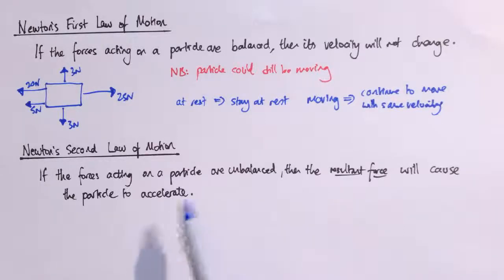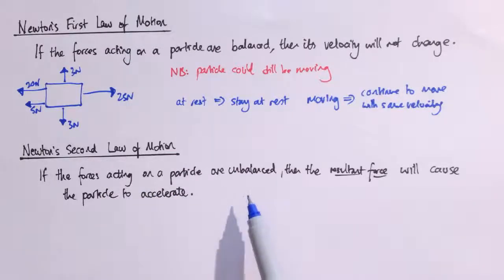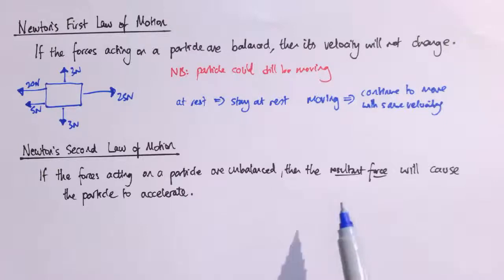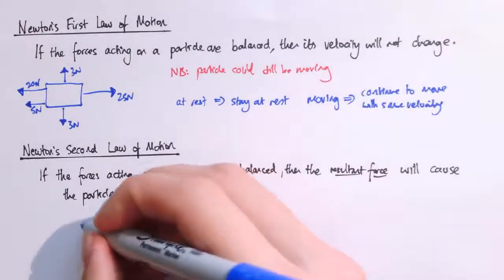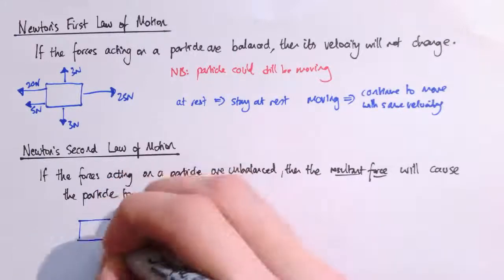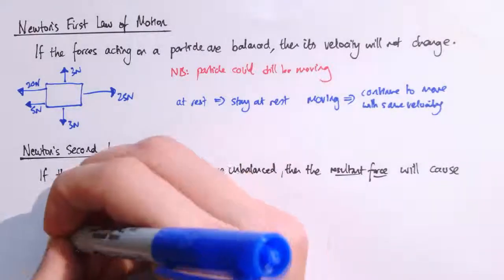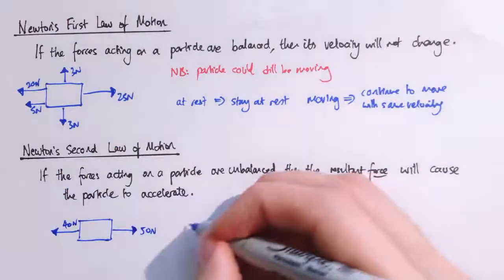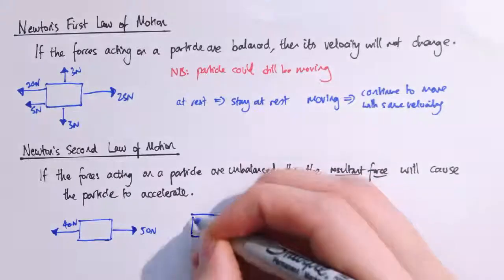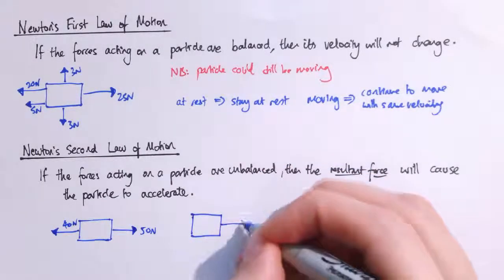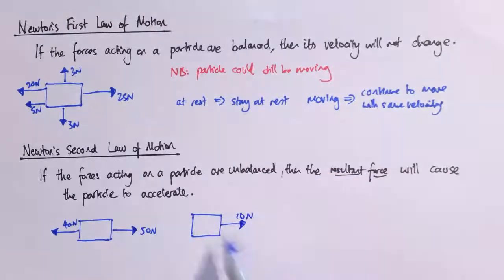What Newton's second law says, the other part of this, is that if the forces on the particle are unbalanced, so they're not balanced, then the resultant force will cause the particle to accelerate. So for example, I might have a particle here that's got a force in this direction of 50 newtons and a force in this direction of 40 newtons. I could just redraw this just showing the resultant force, so that would have a resultant force of 10 newtons to the right here, so that's 50 minus 40, so 40 newtons of this force is sort of balanced by 40 newtons here, and then there's 10 newtons left as the resultant force.